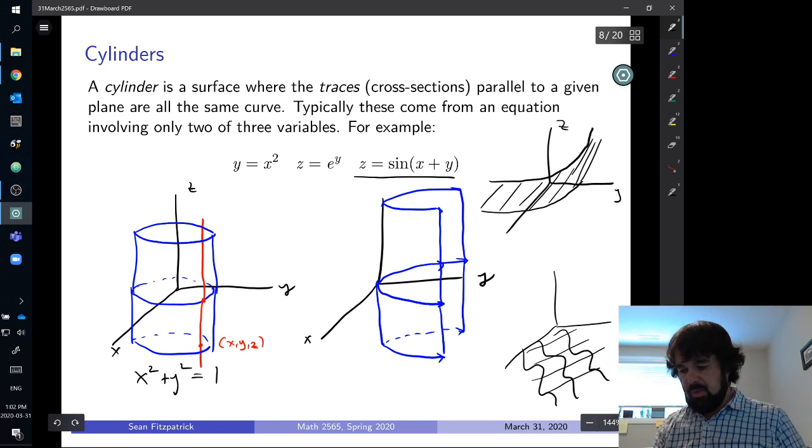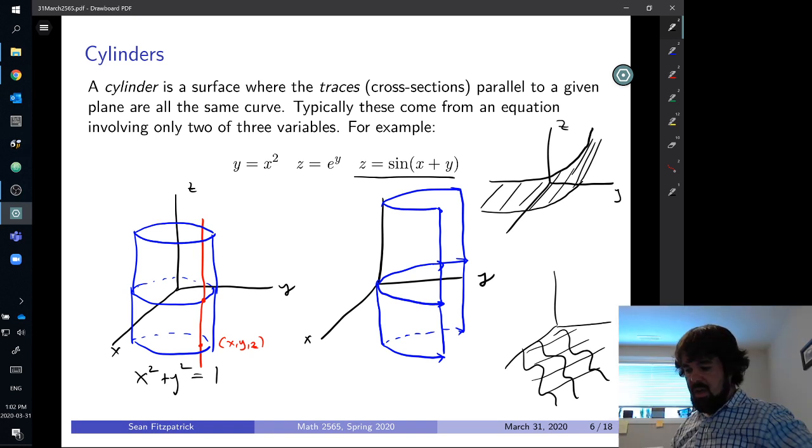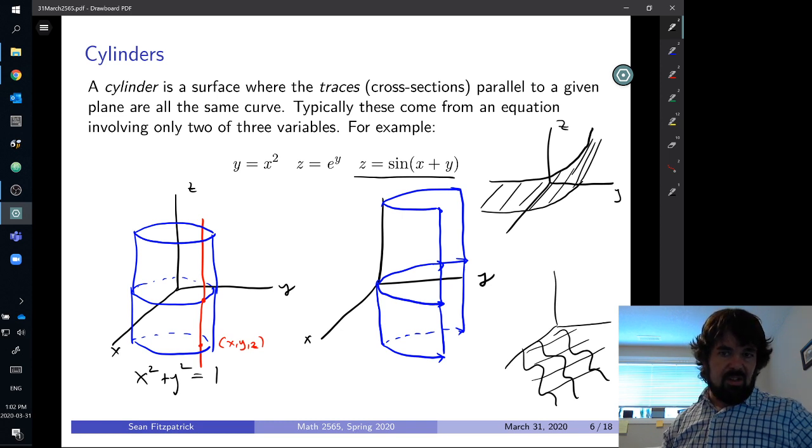You should get something that looks something like that, right? So it's like you take a sine curve and then you sort of stretch it out, so you actually see these waves going along. A lot of these are going to be not very good graphs when you try to do them by hand. Better to ask the computer.